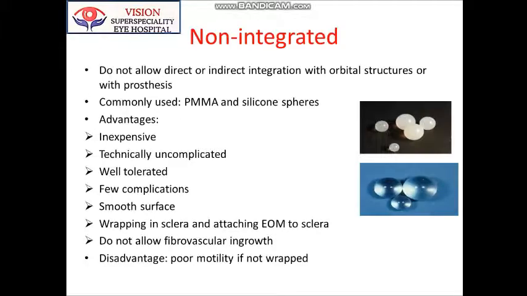Orbital implants can be non-integrated, integrated, semi-integrated, bio-integrated, or biogenic. Non-integrated orbital implants do not allow direct or indirect integration with orbital structures or with the prosthesis. Commonly used non-integrated implants are PMMA and silicon spheres. The advantages of using non-integrated implants are that they are inexpensive, technically uncomplicated, well tolerated with fewer complications, and they have a smooth surface. Wrapping can be done in sclera and attaching the extraocular muscle to the sclera is easy. They do not allow for fibrovascular ingrowth. But the disadvantage is that they deliver poor motility if not wrapped.